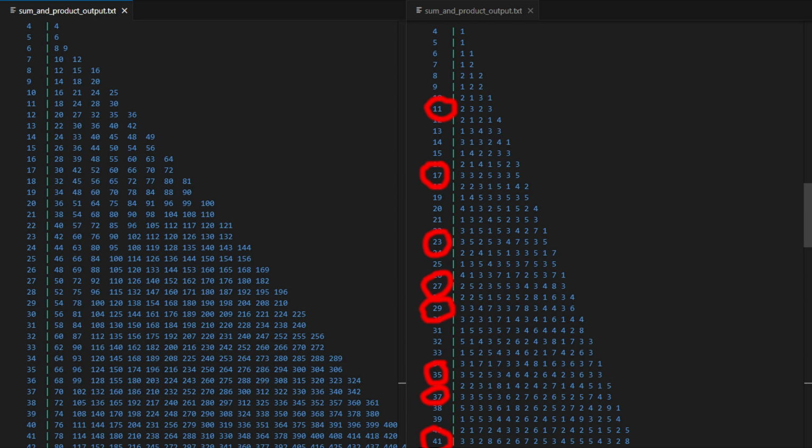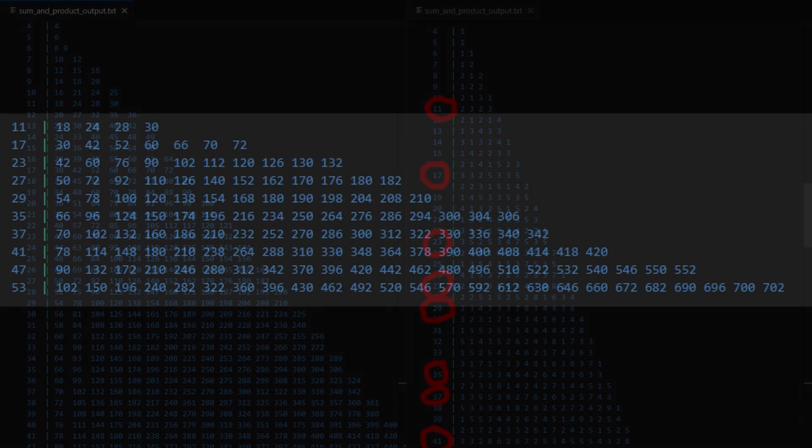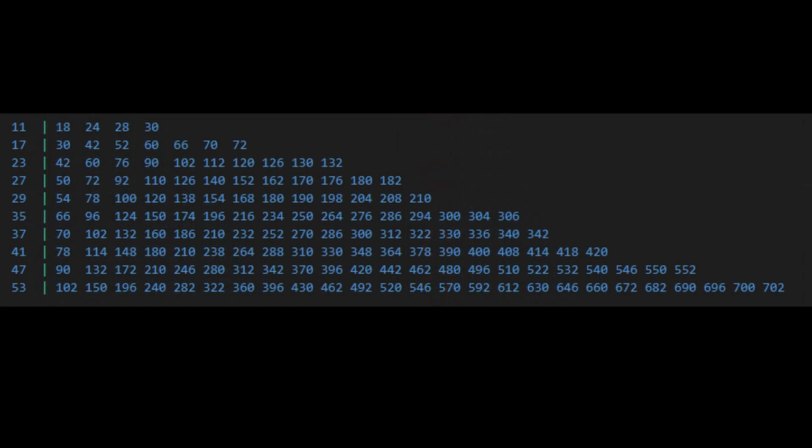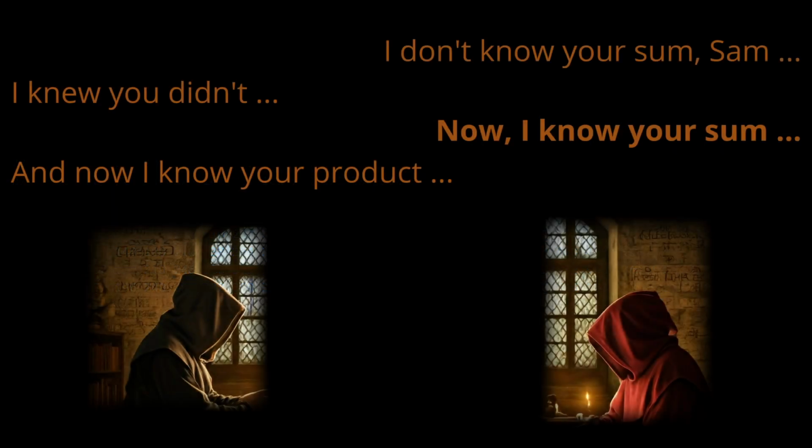Since there are multiple sums with no unique products, let's group them together in another table. We then end up with a new table with 10 sums. Next, Prudence says, "Now I know your sum." What product could Prudence have had for him to say this?